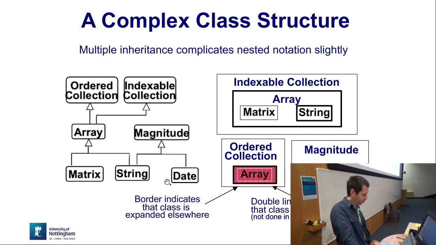Here is the nested representation. So array is a type of indexable collection. Matrix is a type of array. String is a type of array. Here, look, a border indicates that a class is expanded elsewhere. So here, array is appearing here, and it's appearing here, right? So that special border indicates that. A double line shows that the class has another parent. So like here, since it's a multiple inheritance example, there's this double line, right? And so on. So complicated.